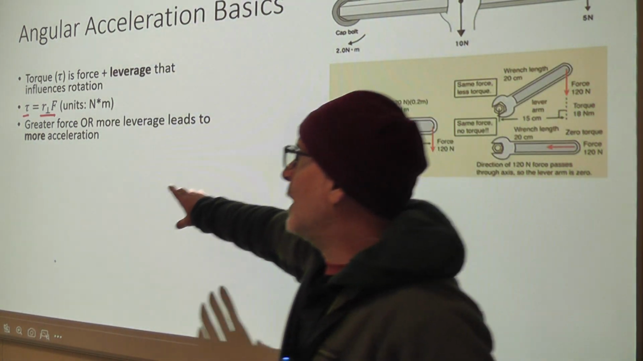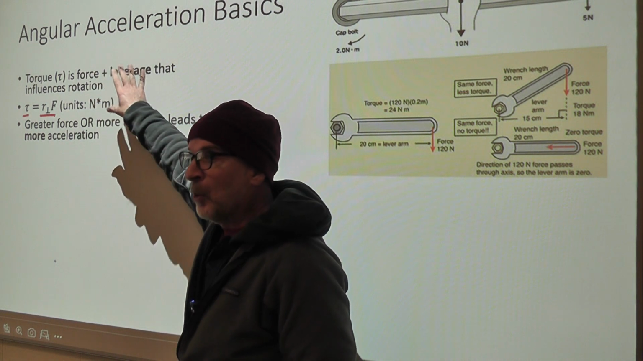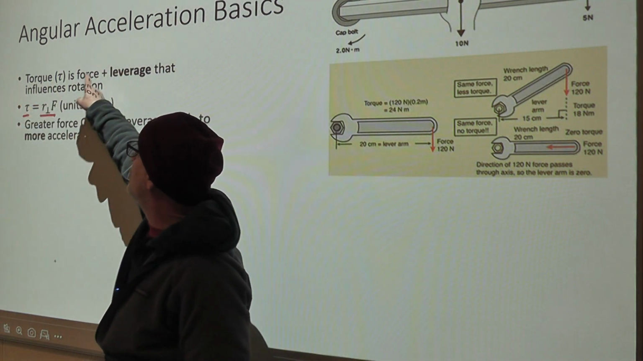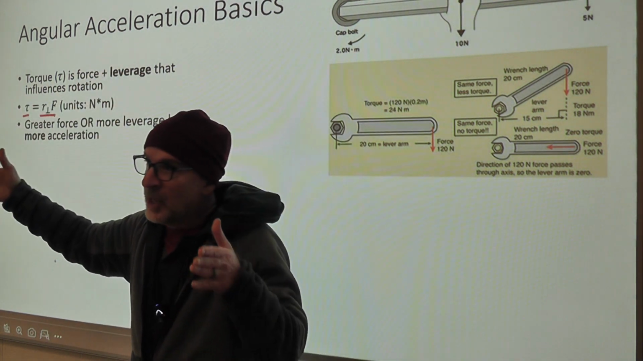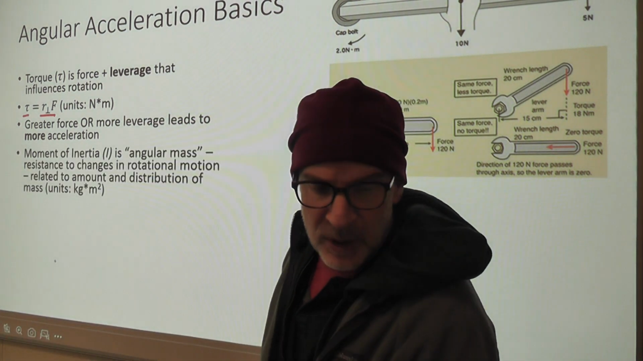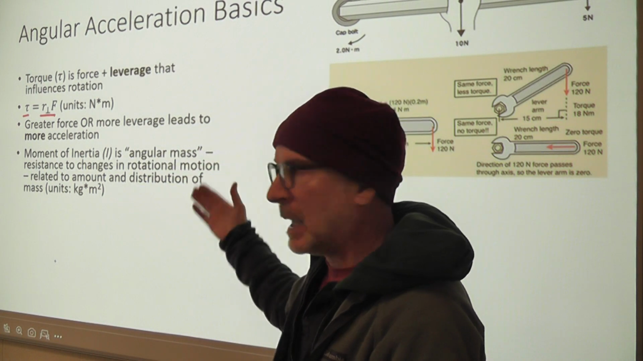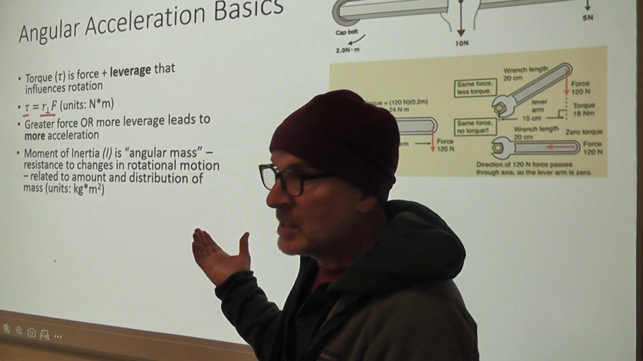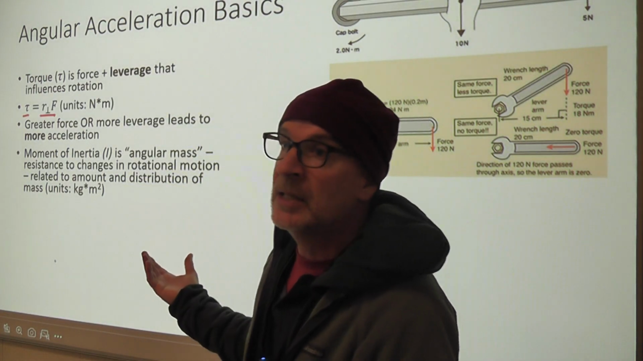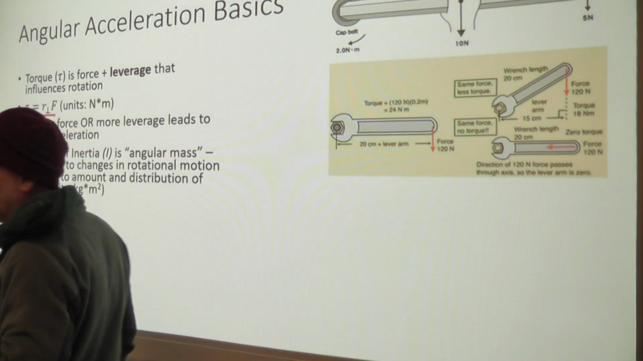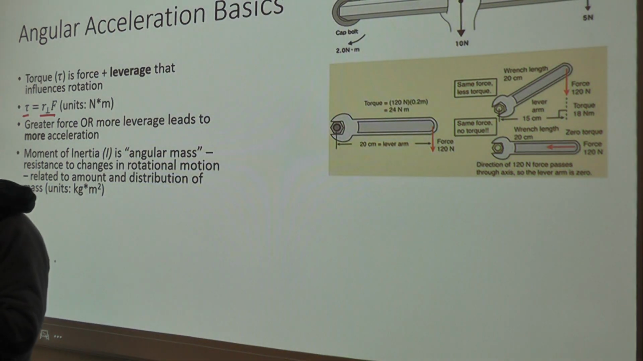This idea that angular force, torque, is force and the location of that force is mirrored in what we call moment of inertia. Moment of inertia is a weird name, but all it really means is angular mass. It's just mass. It's the same kind of mass that we were looking at before, with the difference that the location of that mass matters.